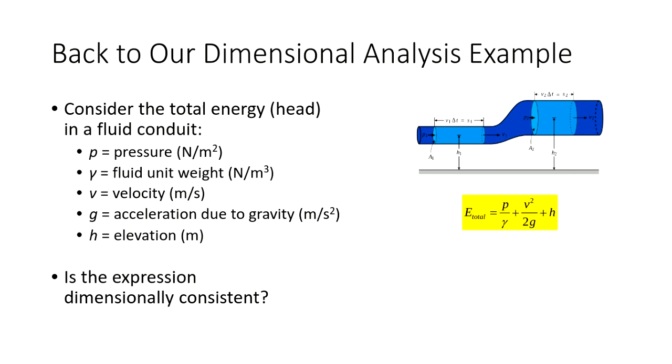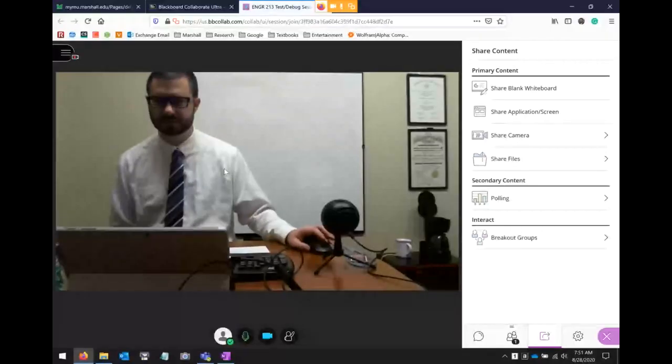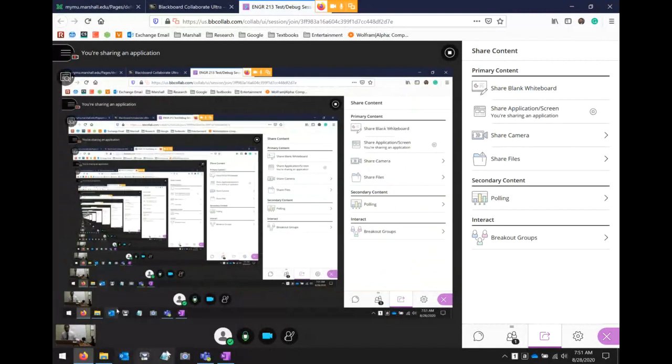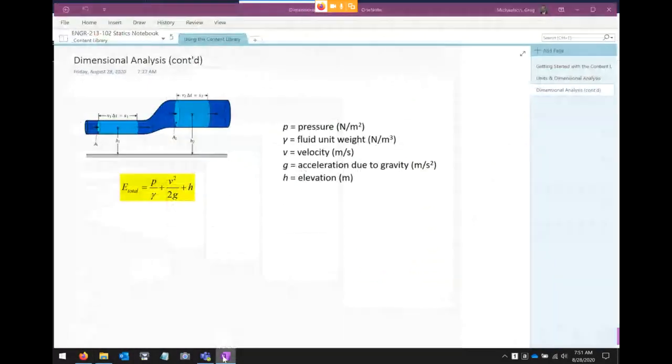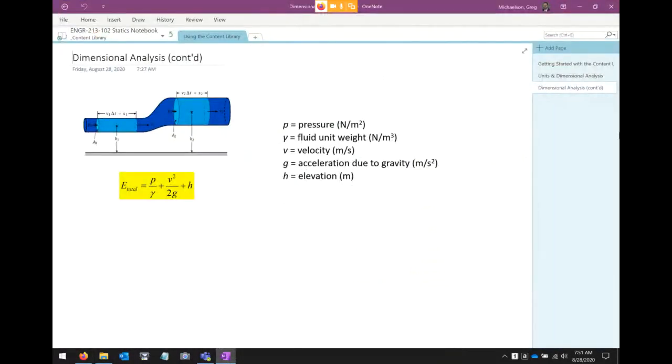So let me stop my share real quick. And I'm going to share the entire screen. We're going to have that cascade effect again, so bear with me. There's that cascade effect again. So let me pull up the screen. Okay, and so here's the problem that we were looking at.